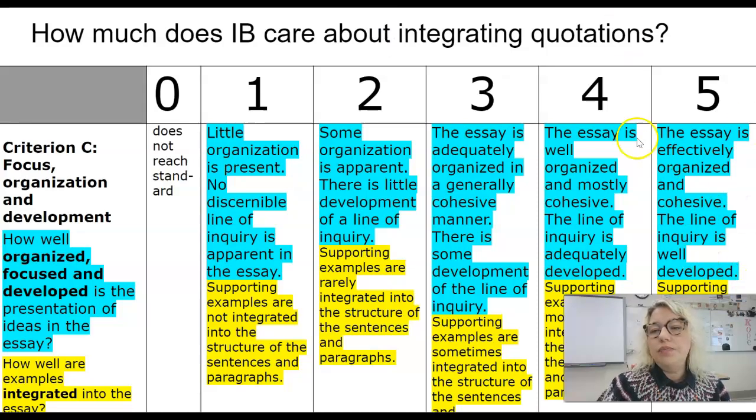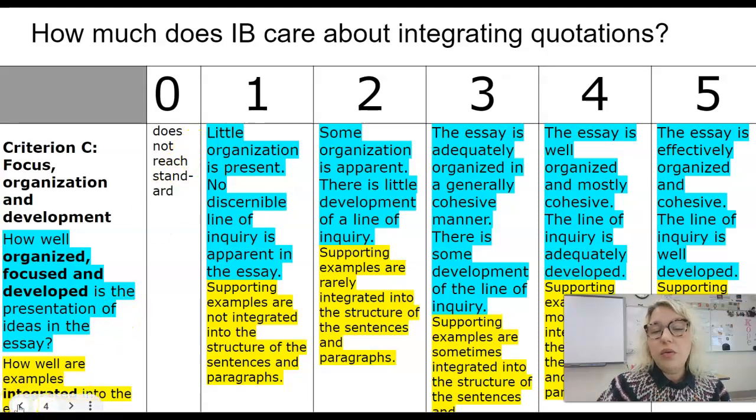For a 4, well-organized, mostly cohesive, the line of inquiry is adequately developed. 3 is generally cohesive, some development of the line of inquiry. 2, some organization, little development. And then we don't even want to talk about under 2.